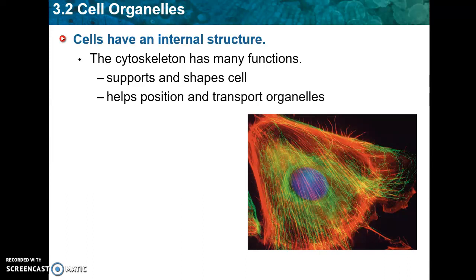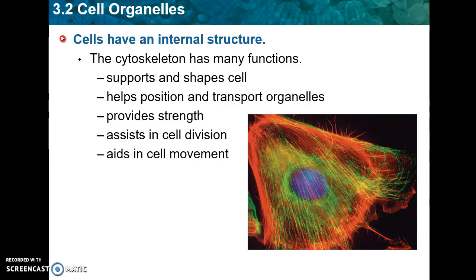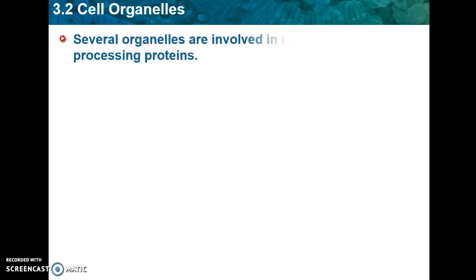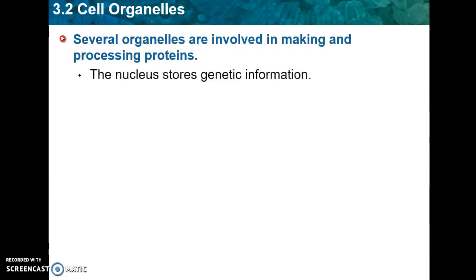It's going to help to position and transport organelles, so it's going to help move the other organelles around, kind of like a superhighway. It's going to also provide strength to the cell and assist in cell division. So again, that cytoskeleton has many functions that it provides. Additionally, it's going to aid in cell movement. So several organelles are involved in making and processing proteins.